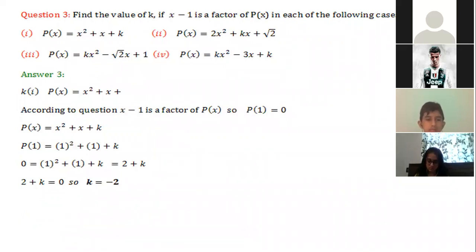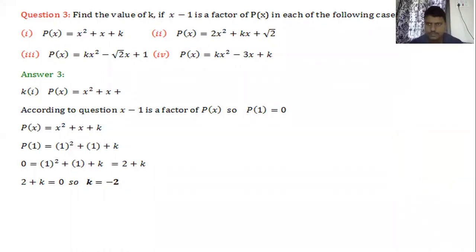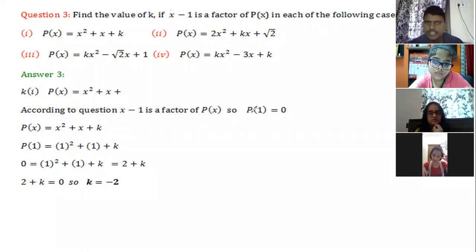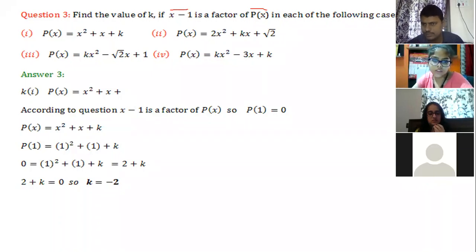I will take 10 more minutes, so speed up. Look here. Narula, Shivina, read once. Find the value of k if x minus 1 is a factor of p(x) in each of the following cases. If they are saying x minus 1 is a factor of p(x), you should not check. Already they are saying it is a factor. So what is the final answer you'll get? Factor means the final answer is zero.